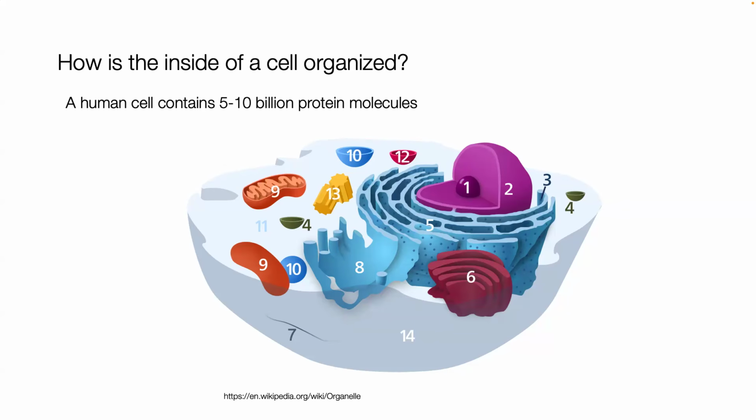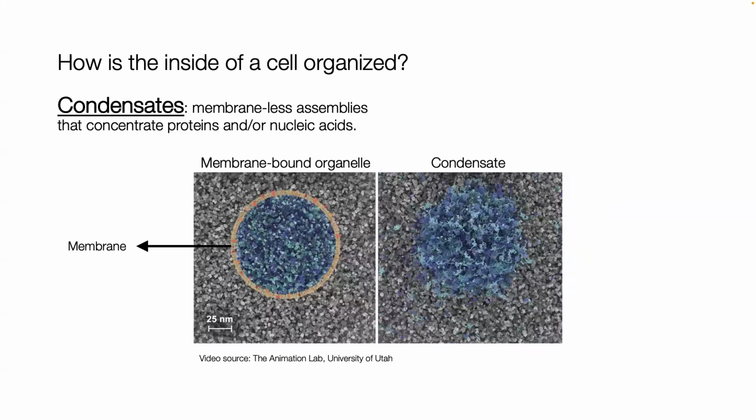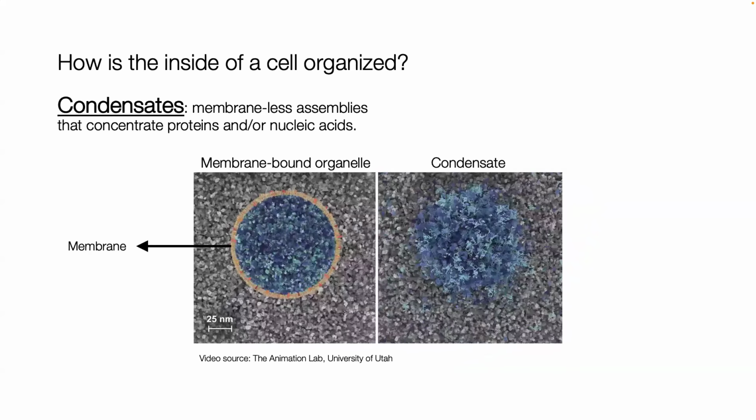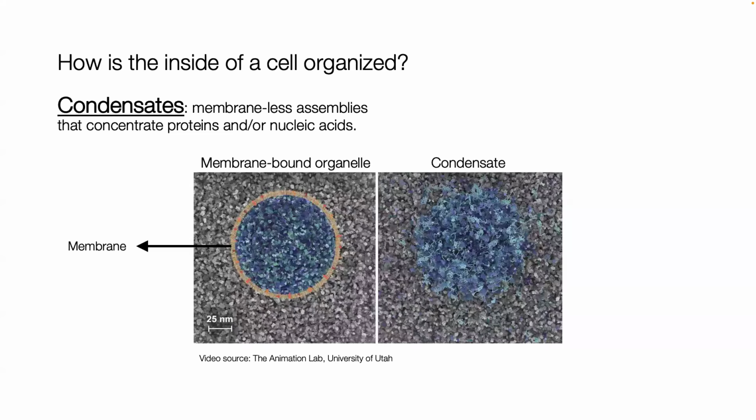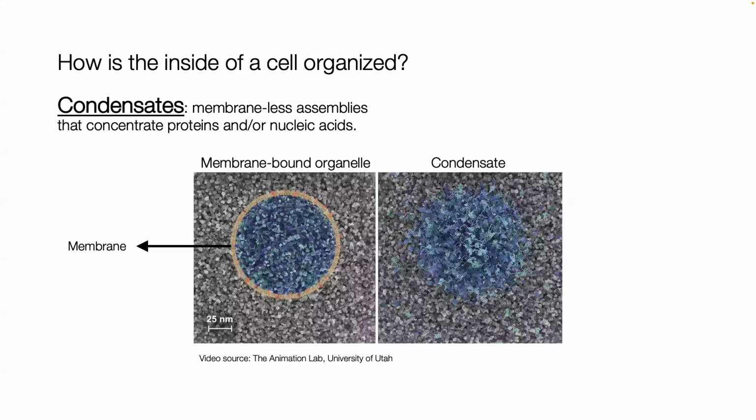So of course, a cell is organized by membrane-bound organelles, so things like the nucleus and mitochondria. But it turns out that cells are also filled with these membraneless structures called condensates. And so these are membraneless assemblies that concentrate specific collections of proteins and or nucleic acids. And this is an animation that I like to show to highlight the difference between a membrane-bound organelle on the left and a condensate on the right.